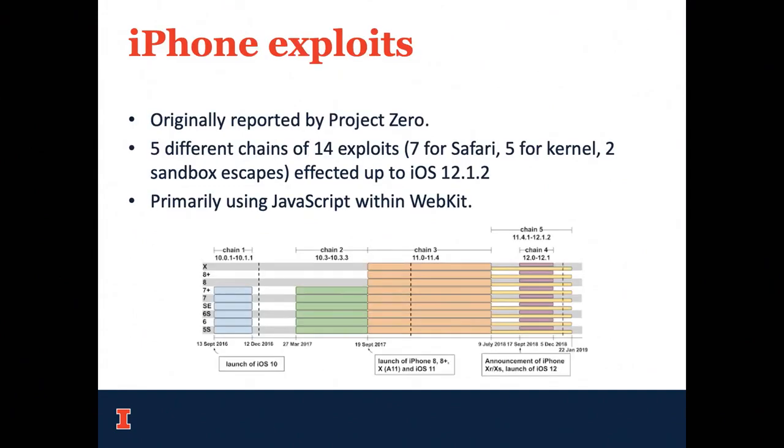So, moving on to the iPhone exploit chains, right? Originally reported by Project Zero. There were 5 different chains of them, covering 14 different exploits: 7 for Safari, 5 for the kernel, 2 sandbox escapes, affecting iOS 12 up to iOS 12.1.2. The different chains affected different versions.